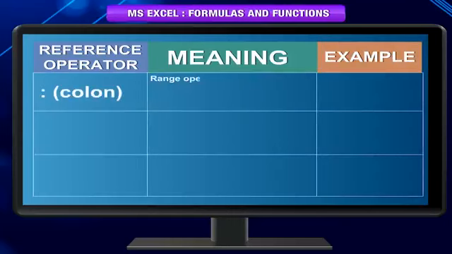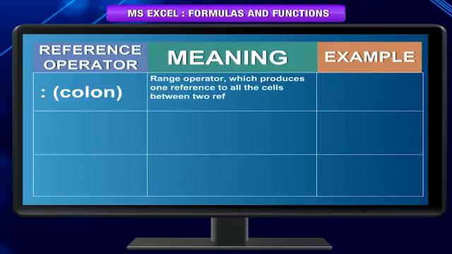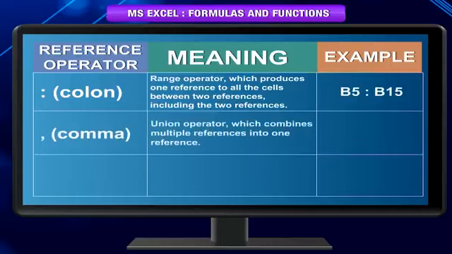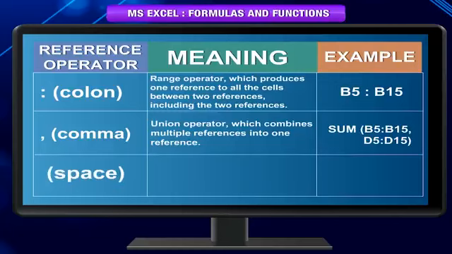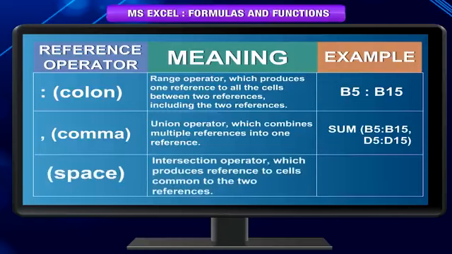The colon is the range operator, which produces one reference to all the cells between two references, including the two references, for example B5:B15. The comma is the union operator, which combines multiple references into one reference, for example SUM(B5:B15,D5:D15). The space is the intersection operator, which produces a reference to cells common to the two references, for example B7:D7 C6:C8.